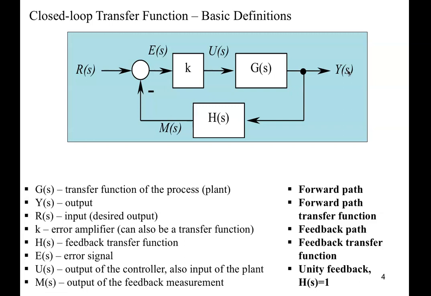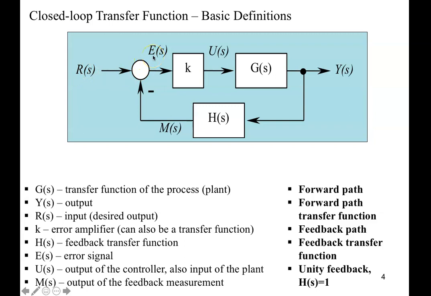I could have a different forward path, for example, between E and Y(s). If I follow the path, then I will go through K, go through G(s) until you get to Y(s). Or I can look at these 2 signals, R(s) and E(s). Between these 2, there's really no blocks in between, so that's just fed into there.